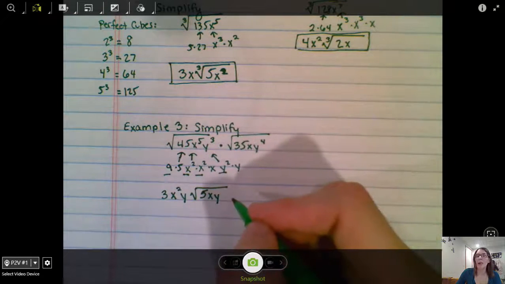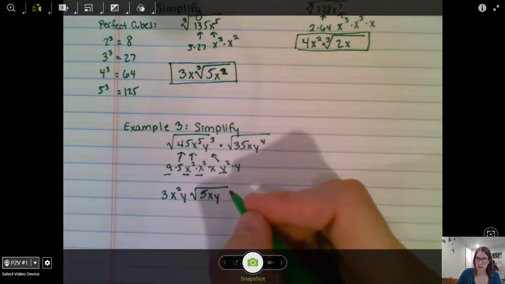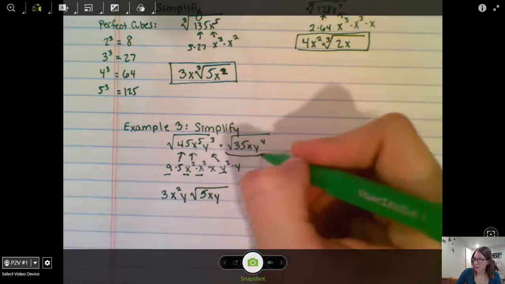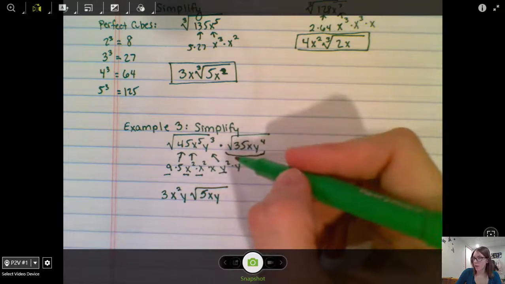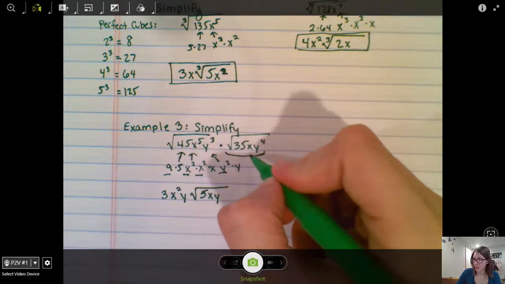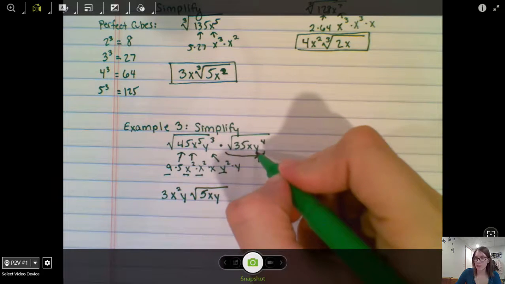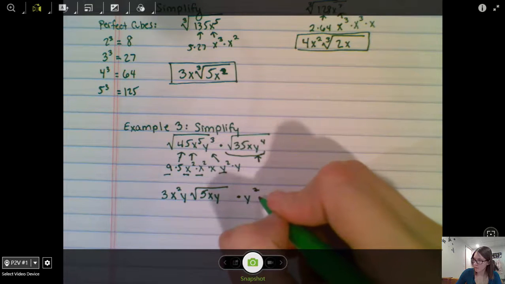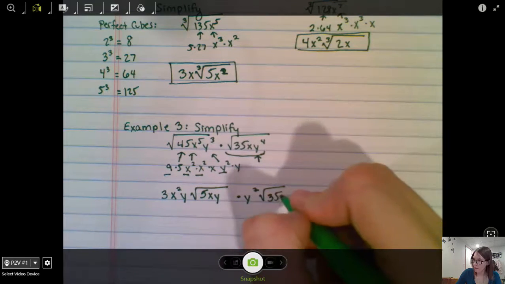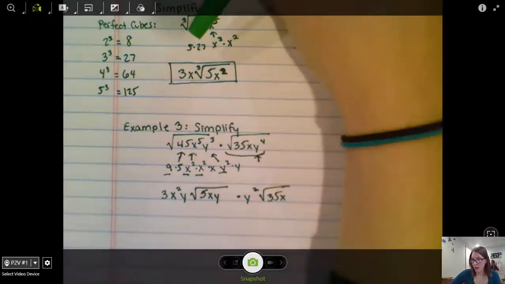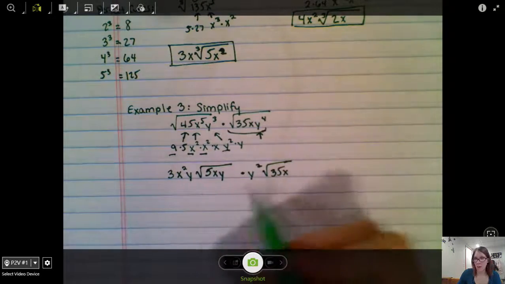I'm going to leave this for now, and then at the very end, think about where my absolute value is going to be needed, if at all. Then I have the square root of 35x y to the 4th here. Is there any perfect square that goes into 35? No. So we're stuck there. The only thing we really can simplify here is that y to the 4th. Take a y squared out. You'd still have 35x underneath the radical. This is a little bit nicer than what it was before. I still have to take that 5 times 35, but not terrible.